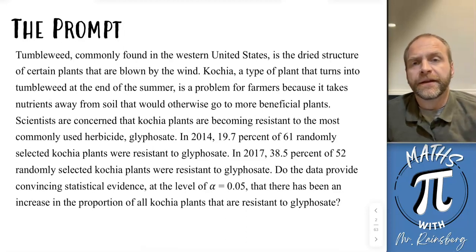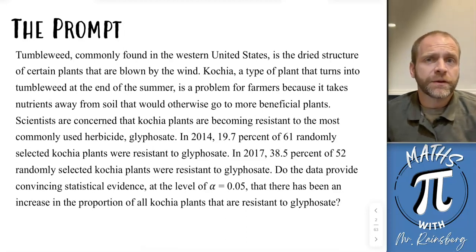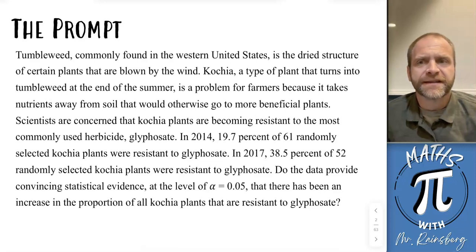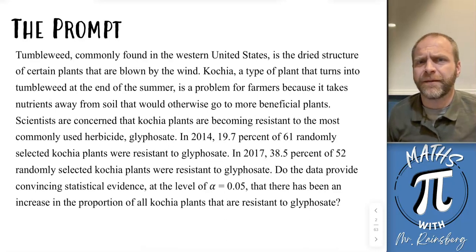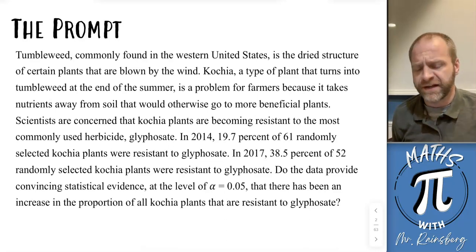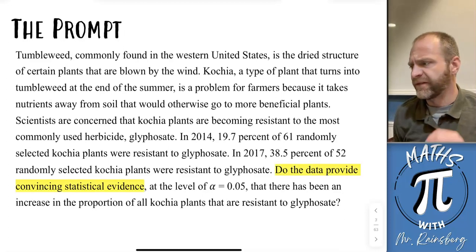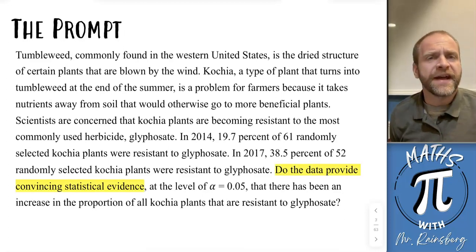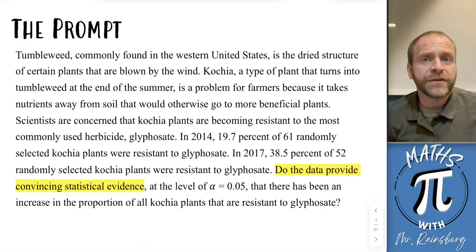We're looking at the prompt from 2019 question 4 of the AP Statistics free response test. It starts off by saying tumbleweed, but I'm not going to read the entire prompt. What I want to do is focus on that last question down there where it says, do the data provide convincing statistical evidence? And that's important because it's telling me that I'm probably going to be doing a significance test.